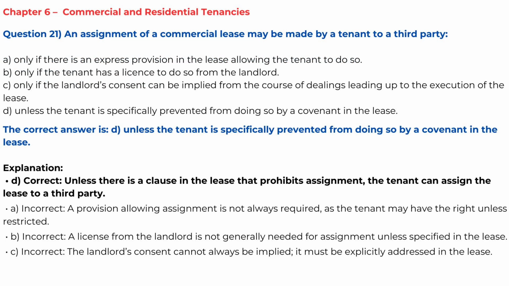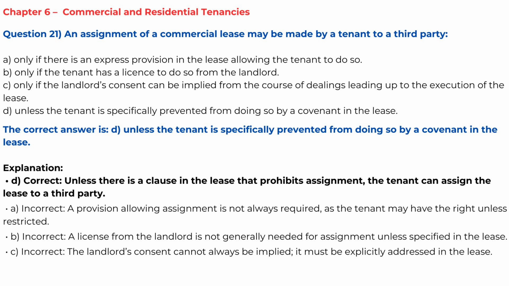Question 21. An assignment of a commercial lease may be made by a tenant to a third party. The correct answer is D, unless the tenant is specifically prevented from doing so by a covenant in the lease. Explanation. D, correct. Unless there is a clause in the lease that prohibits assignment, the tenant can assign the lease to a third party.